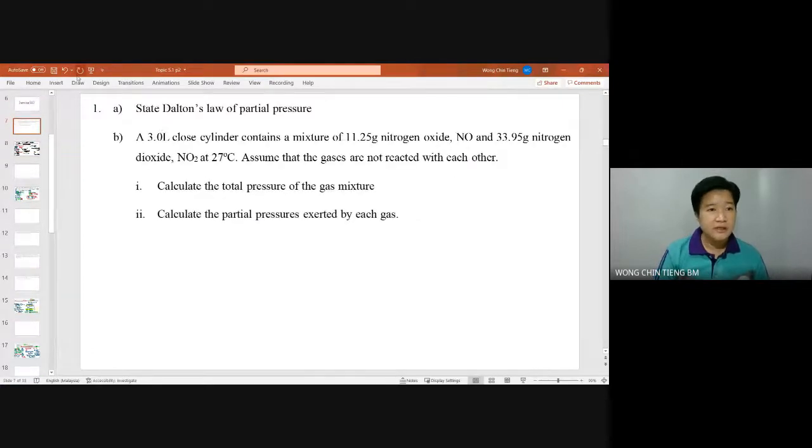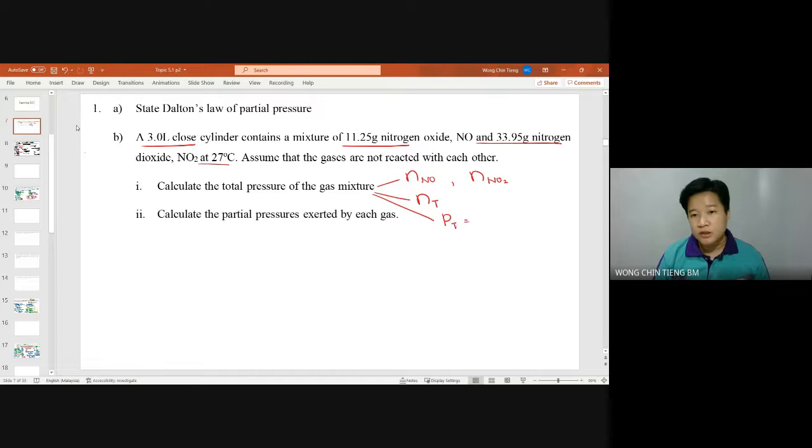Just very quickly, ini saya bagi cara sahaja. Volume 3 liter mixture. Assume gas are not reacted. Calculate the total pressure. Total pressure senang. Number of mole of NO, number of mole of NO2. Find number of mole total. Betul? Dah ada number of mole total. Dia nak total pressure. So you can use over here P total equals N total RT over V.